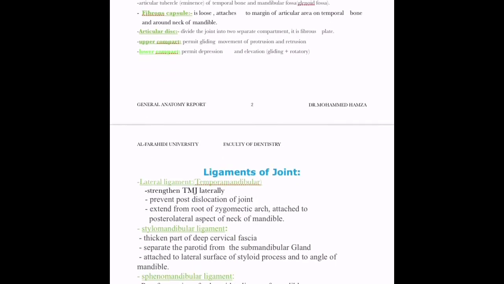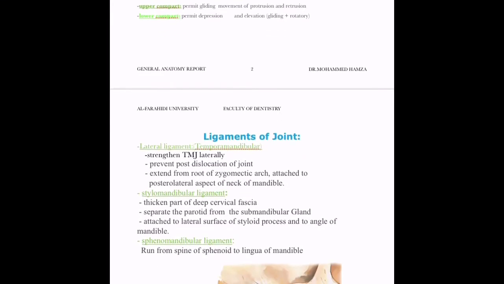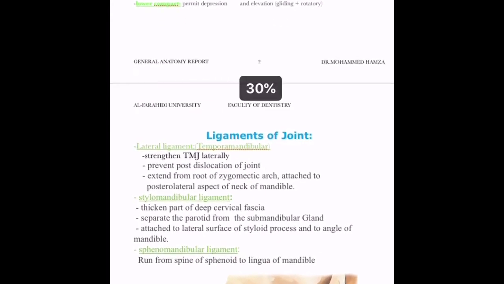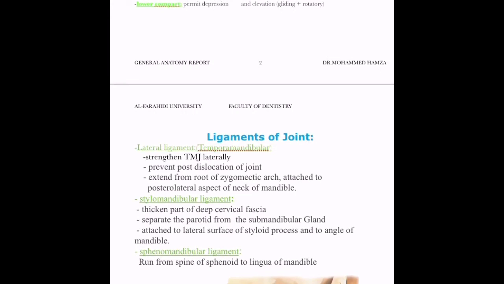What are the articular surfaces involved? The articular surfaces involved are the condyle of the mandible, which is the head, and the articular tubercle. And we have another structure in the TMJ, which is the fibrous capsule, which is loosely attached to the margin of the articular area on the temporal bone and around the neck of the mandible.